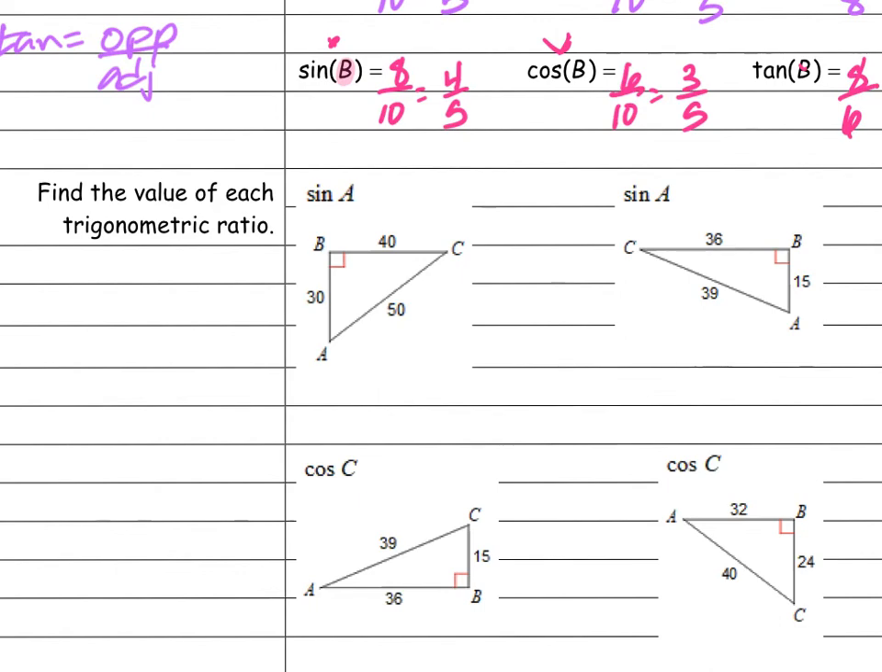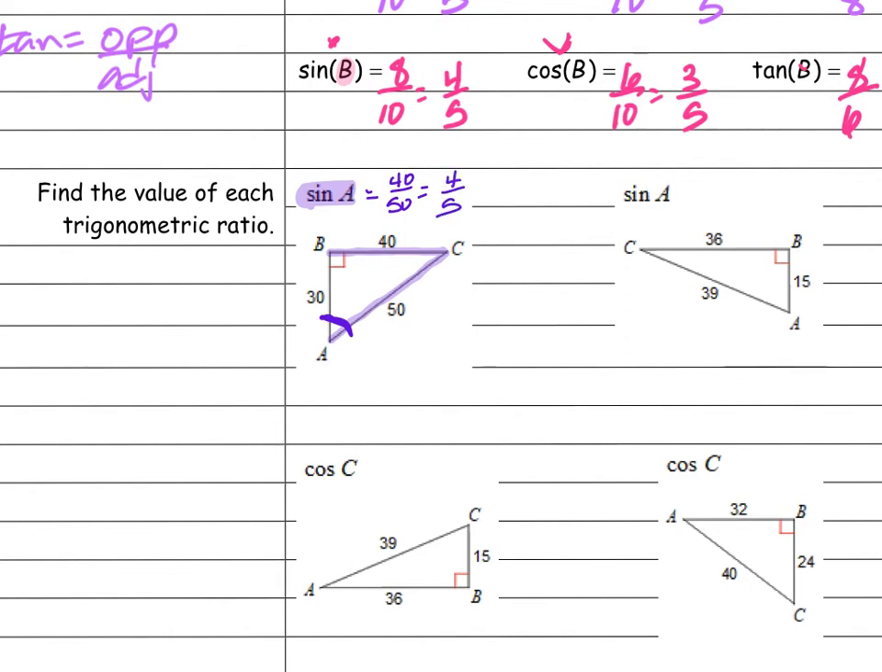So the first one says find sine of A. So I need to find sine of A. That's what I'm looking for. So first I want to find angle A, which is here. So I'm going to mark angle A. And I know that sine is opposite, so the side opposite is this side, and hypotenuse is this side. So sine of angle A should be 40 over 50. And if I simplify that, that should be 4 over 5.